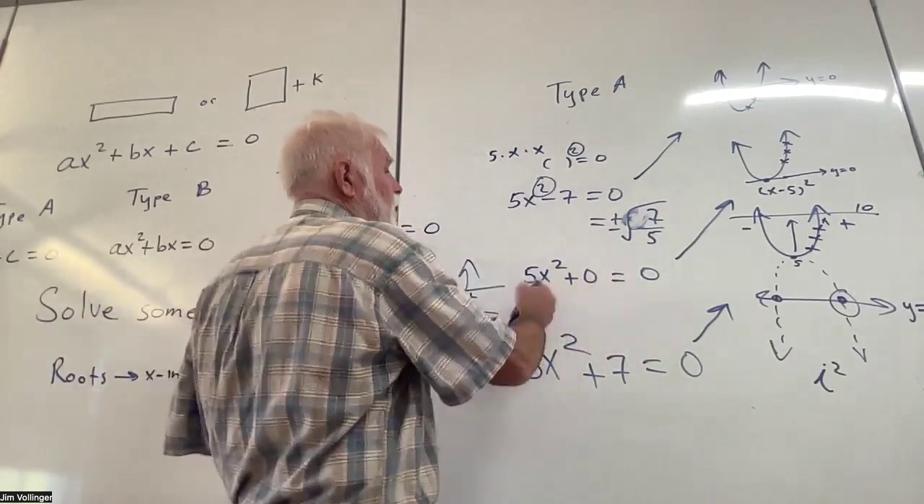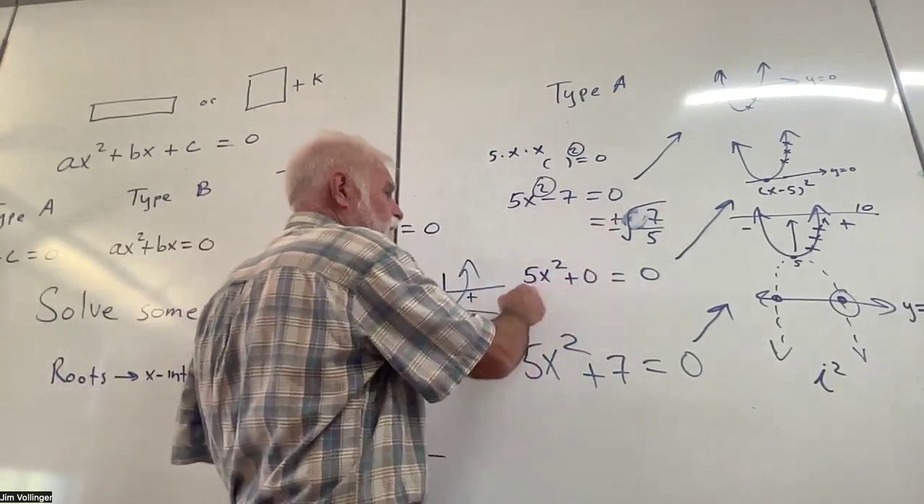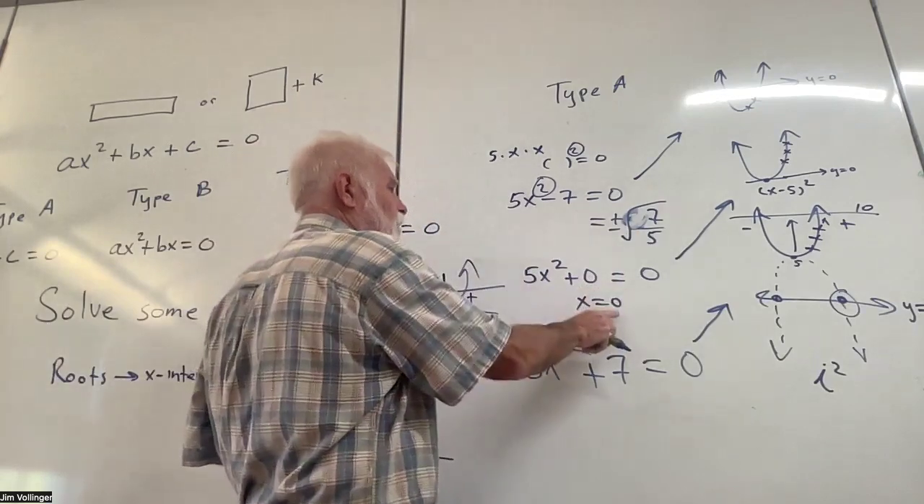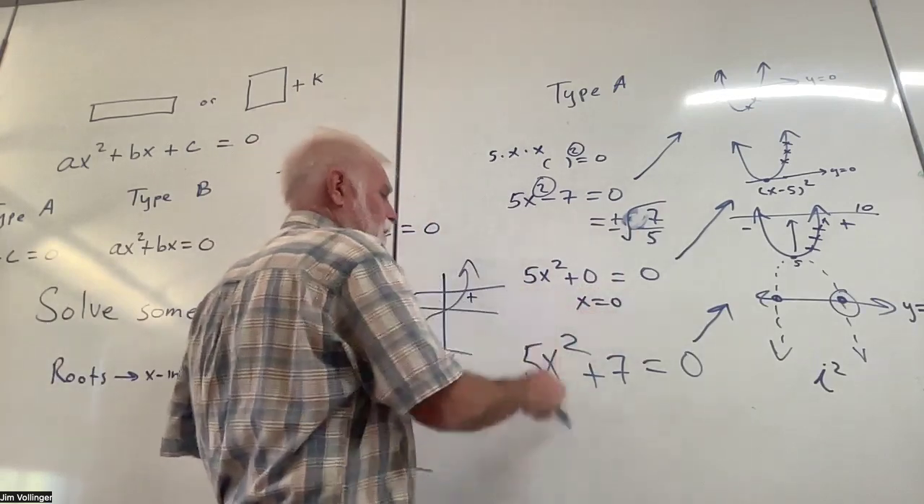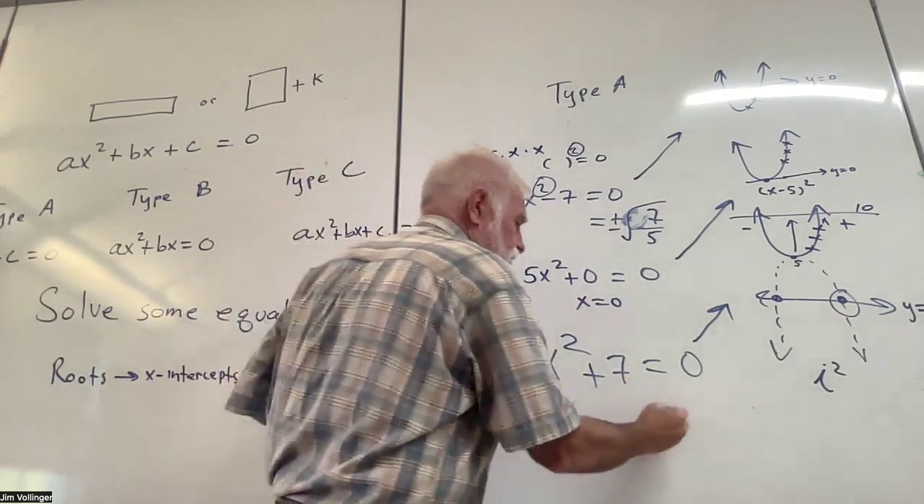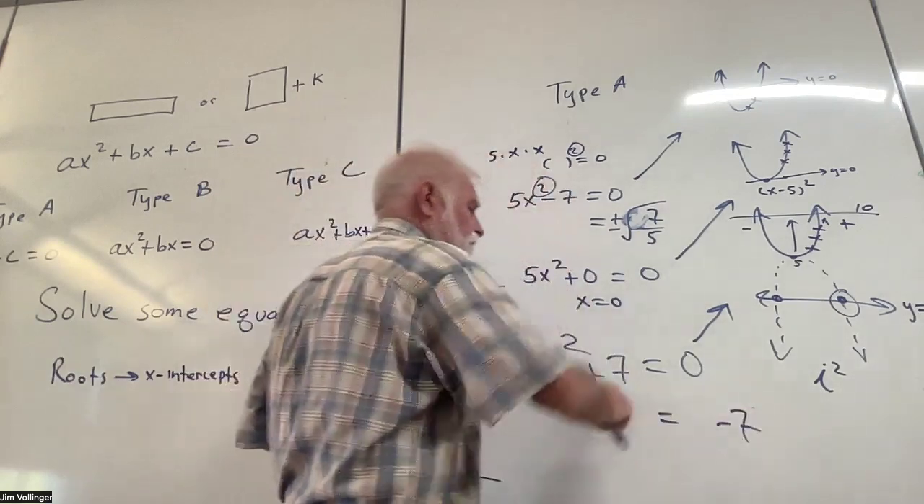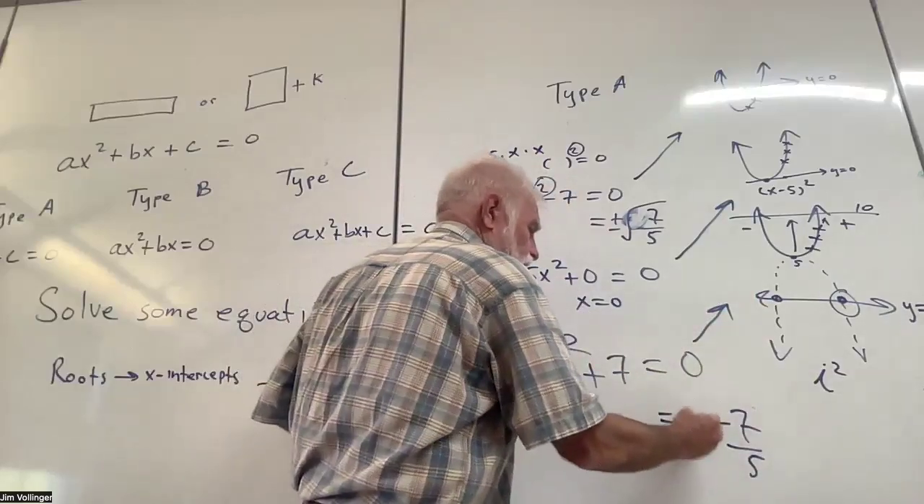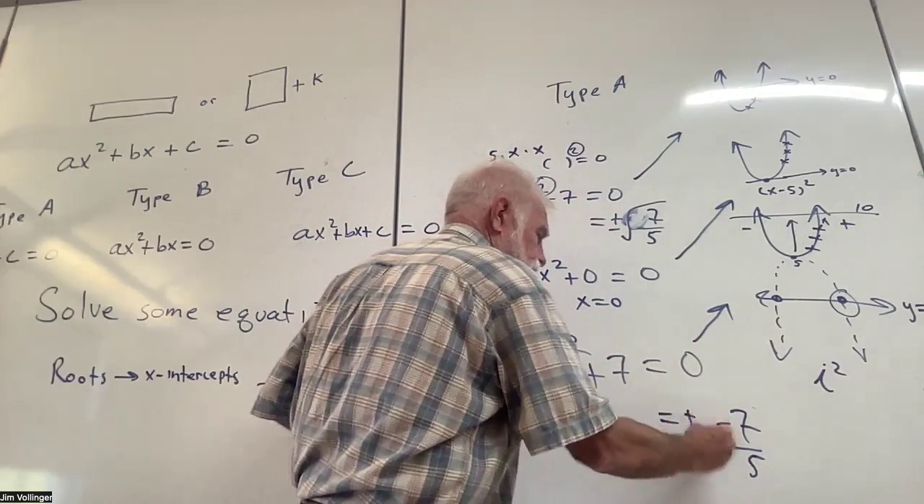We just talked about that situation. That's a product. What makes it 0? So x equals 0. That's the only time you get one answer, on a double root. And 5x squared plus 7: we move the 7 over, so minus 7 divided by 5. The inverse of squaring is plus-minus square root.